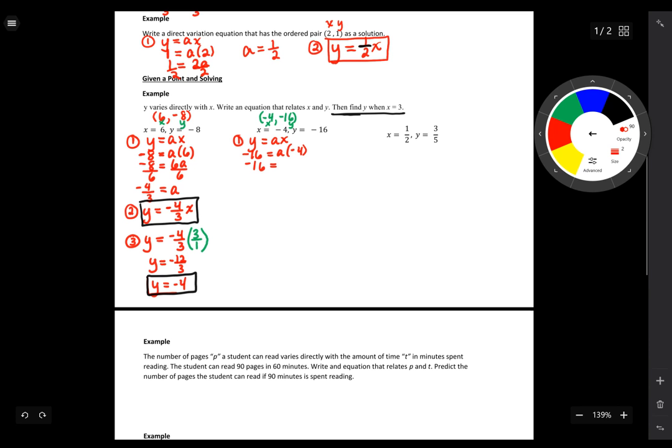-16 equals, remember you're not subtracting, it's multiplying a and x together. Divide by -4. Negative divided by negative is a positive. And a equals 4. You can even put a star by this, knowing that you're going to have to replace it into an equation. Step 2, y equals 4x.